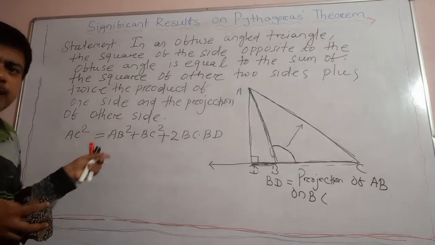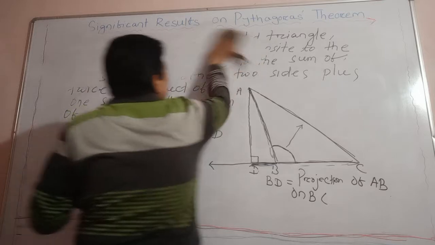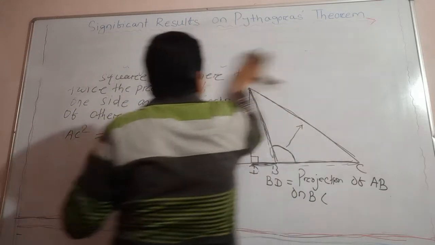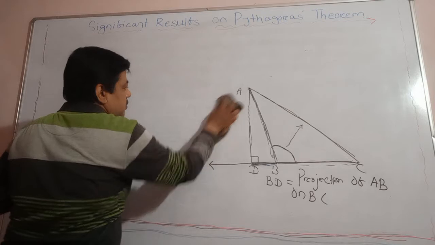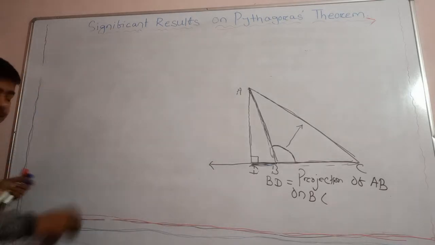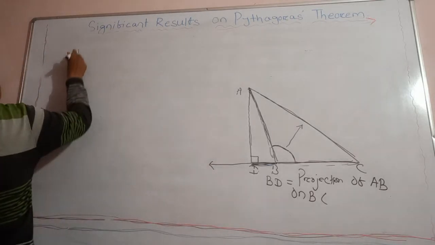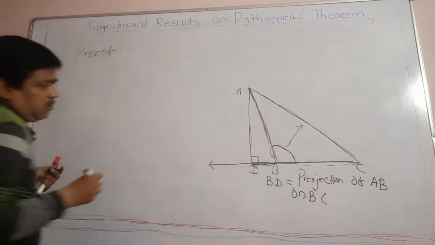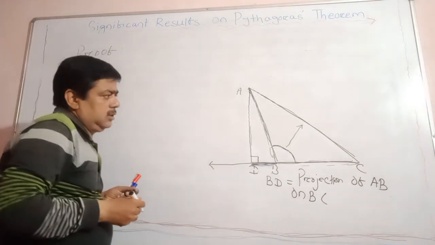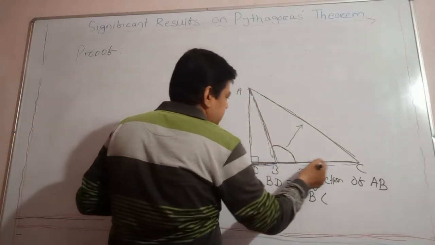Okay. Shall I erase? Okay. Let us prove with this one. Prove. Okay, prove. Okay, student, you see, here you see, AD perpendicular to produce BC.